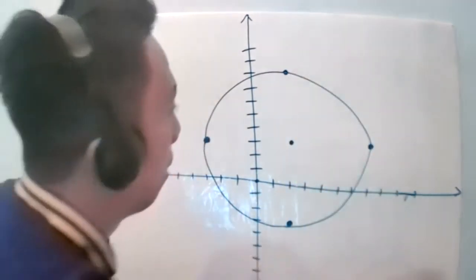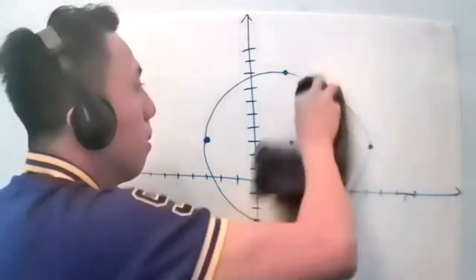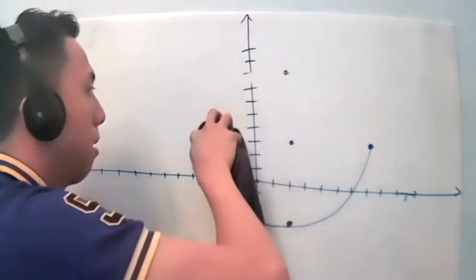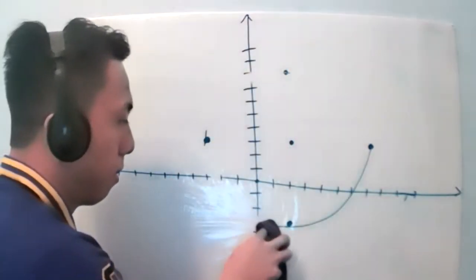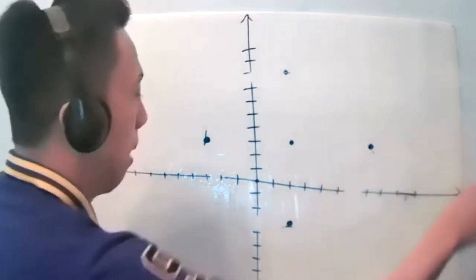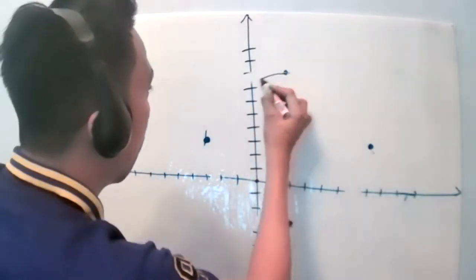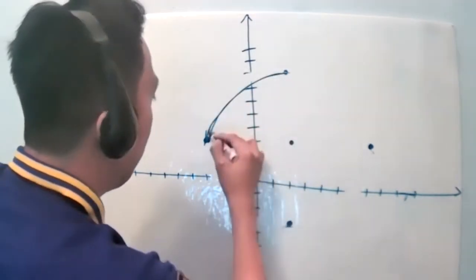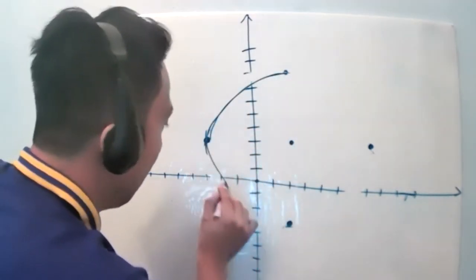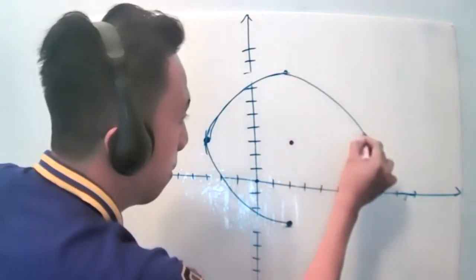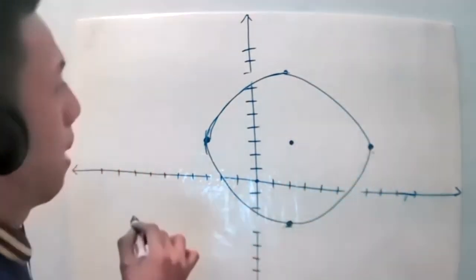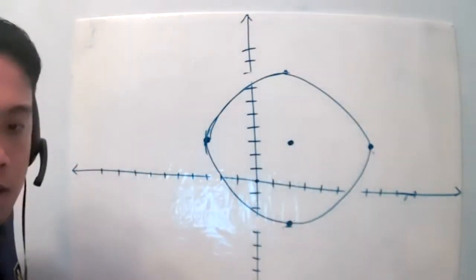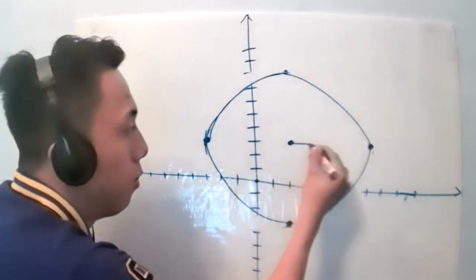Mukha naman siyang hindi circle. Tuloy ko siya ulit ha. Pangit ng circle niya. Ang curve. Isipin niyo lang, kasi hindi siya perfect. Isipin niyo lang, circle to ha. Ayan. So this is our center. This is our center. And this is the radius.